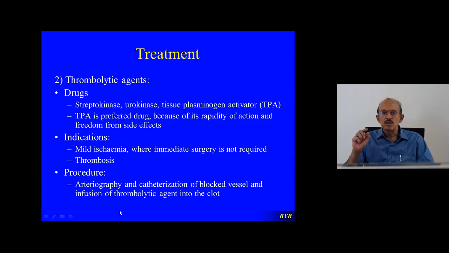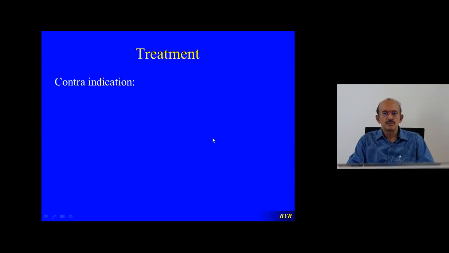So that is why you must do arteriography to visualize the blocked vessel. Then you must pass a catheter by Seldinger's technique to the place where the clot is present and infuse the TPA at that place. Then the clot will lyse. Afterwards, you must check by serial arteriograms for lysis of the clot. Contraindications: bleeding diathesis, pregnancy, and recent myocardial infarction.